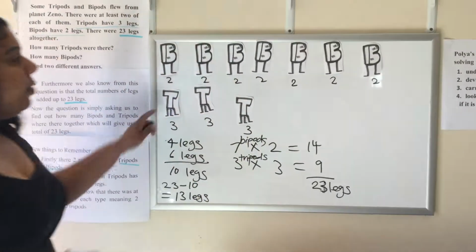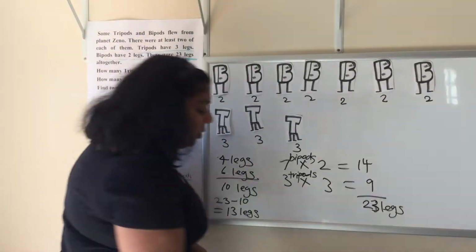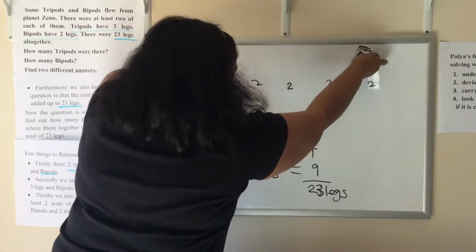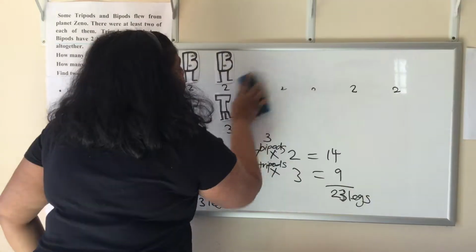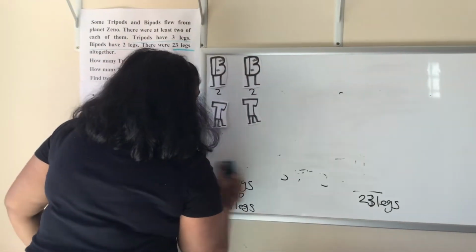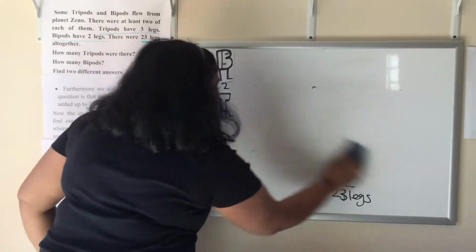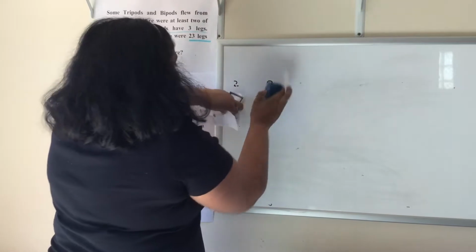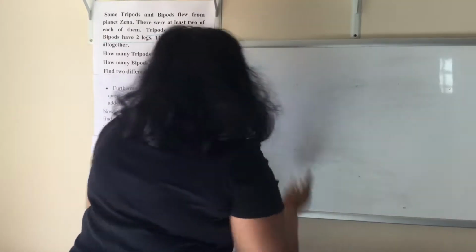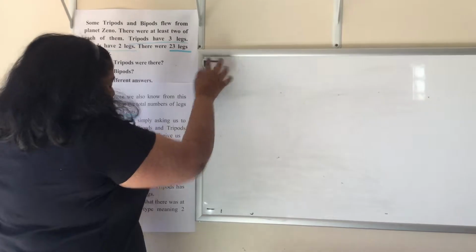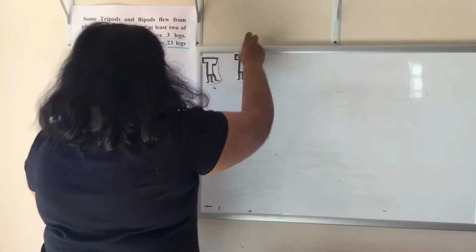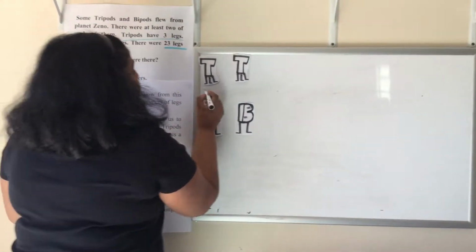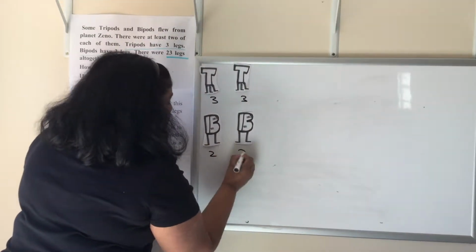Okay, now we will move on to our next solution that we will work out, and we will still originally start with our 2 bipods and our 2 tripods. So this time, let's see if we can start off with tripods, and how many tripods and bipods we will end up having. So we start off the same way, with 2 tripods and 2 bipods, which will still give us a total of 10 legs, which is 3 legs in each tripod and 2 legs in each bipod.